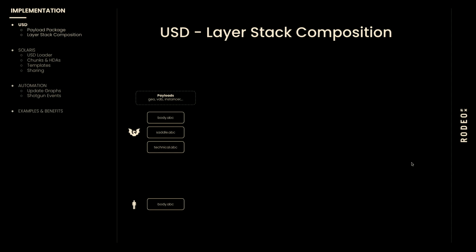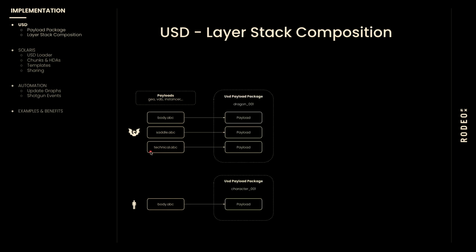How do we compose our layer stack within the company? Starting with the payloads, being different types of geometries, VDB, or let's say an instancer from Houdini. Imagine you work on a dragon. A dragon has different parts, for example, the body part, the saddle part, or any technical geometry that needs to be shipped to CFX. The first step in the process is to pack everything into what we call a USD payload package. The USD payload package is not something you'll find in USD; it's something we introduced within our own pipeline, just to package everything nicely together within a single entity in the pipeline.